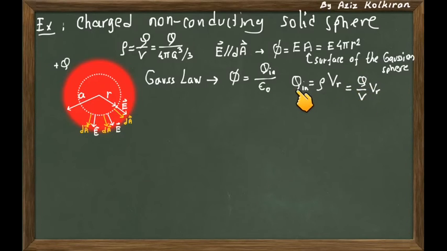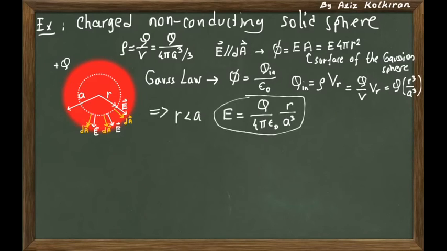So this charge inside is proportional to the volume of the sphere which has radius small r divided by the volume of the sphere which has radius a. It is simply expressed as q times r cubed divided by a cubed, because the volume is always proportional to the radius cubed. So this is the total charge inside this Gaussian surface.